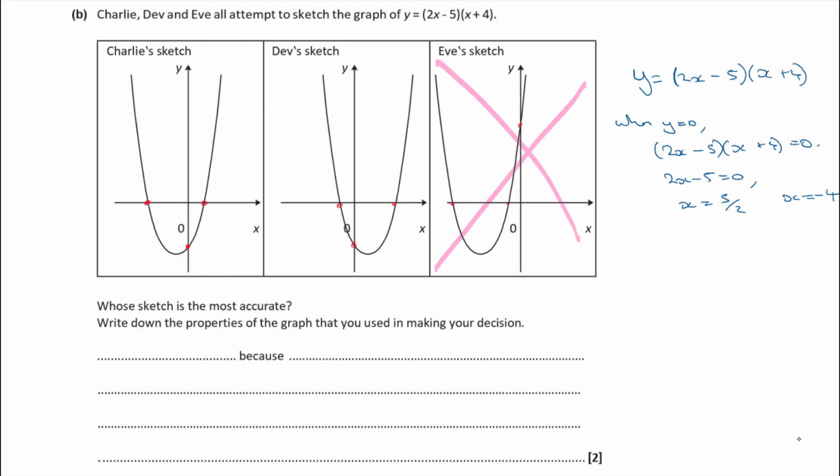And if you look at it, I've got roots at minus 4 and 5/2, which is about 2.5. So we're expecting the positive root to be closer to the axis. 2.5 is closer to the axis than minus 4 is. So I'm already thinking it's Charlie's. Do I need to do anything more than that? I think that's fine. I think that's enough to say for sure that it is Charlie's and not Dev's. So I'm going to say that's enough info. I'm not going to do anything more.